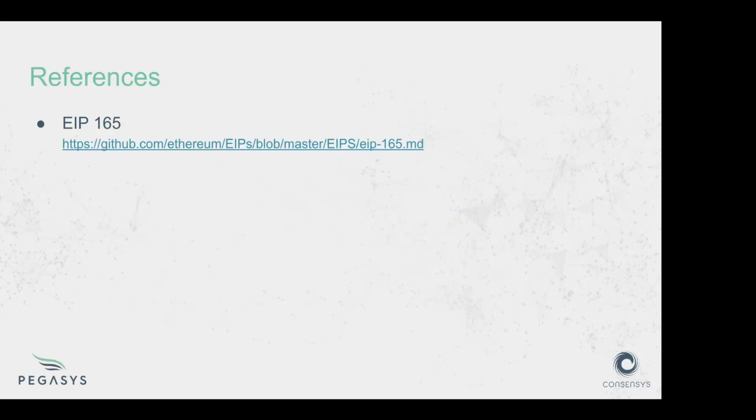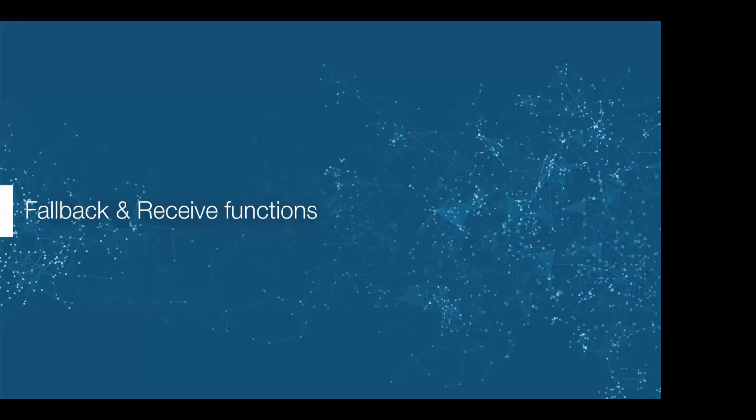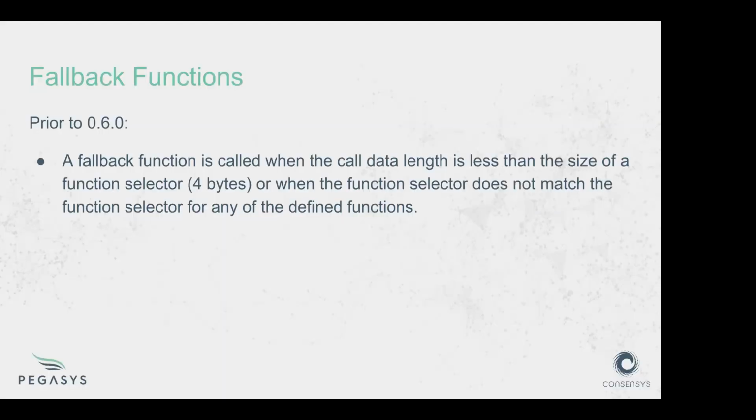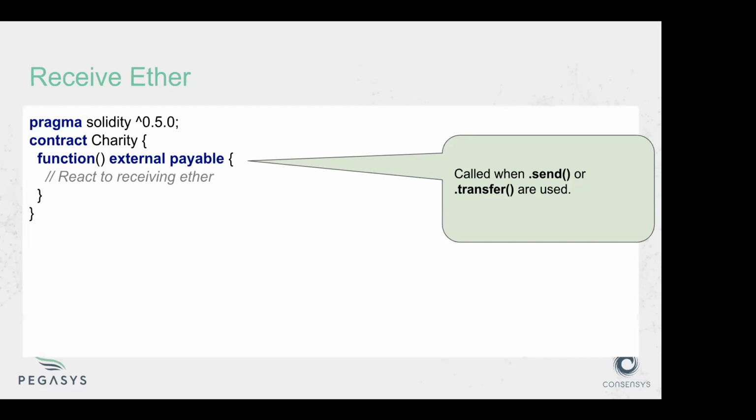Another new feature is fallback and receive functions. So prior to 0.6, you had this idea of a fallback function, which was called when the amount of data sent in a transaction was less than 4 bytes, so less than the length of a function selector, or if it didn't match any of the defined function selectors. So you could imagine you would have something like this, where you're trying to catch when people send you Ether, or when contracts or EOAs send you Ether.